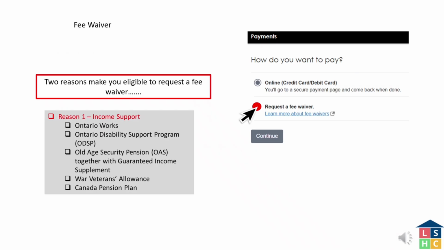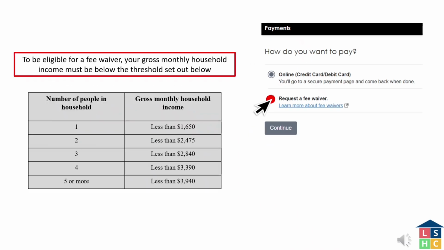If you are unable to pay the fee, you may be eligible for a fee waiver. You might qualify if you have received income support through Ontario Works, ODSP, or OAS with GIS. You may also qualify if your gross household income falls below the income threshold set by the Landlord and Tenant Board. Learn more about fee waivers on their website.